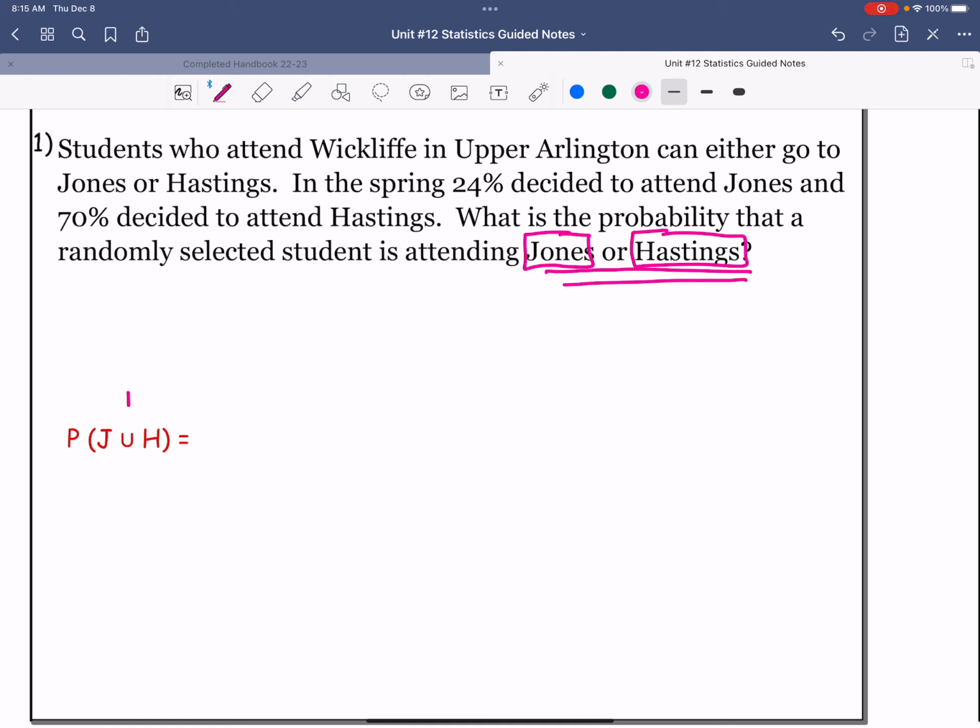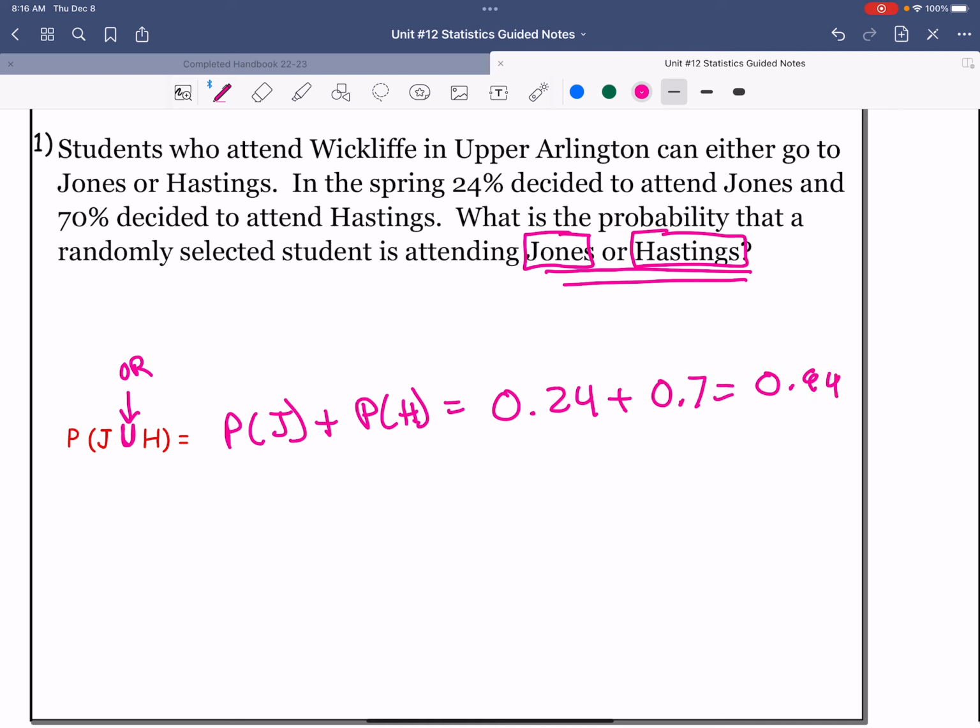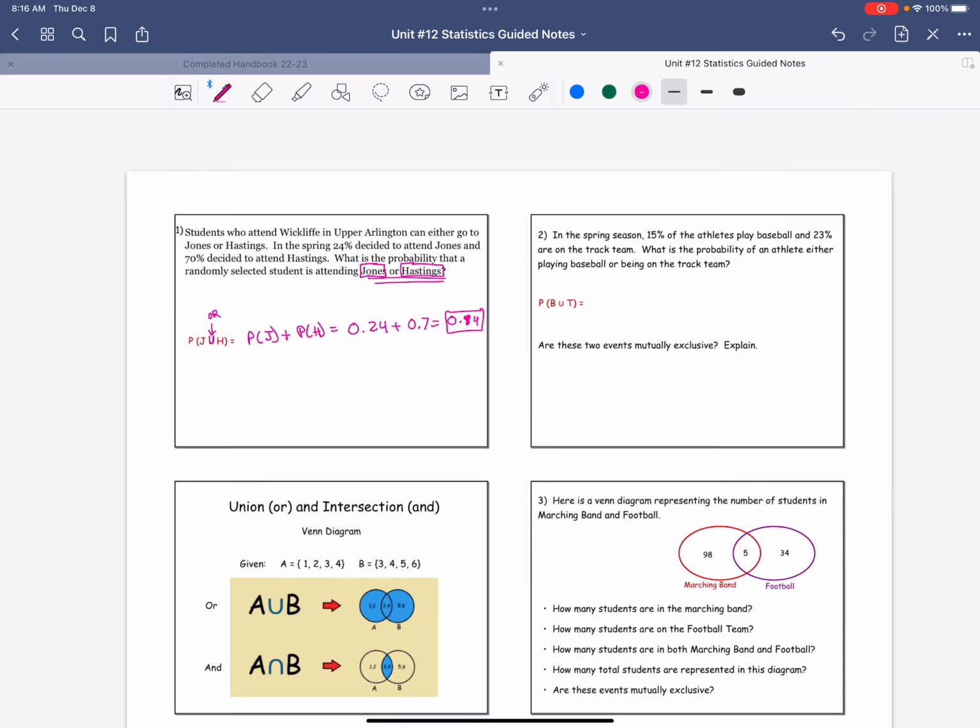Therefore, when we are looking at the probability of Jones or Hastings, and this union right here is the symbol for or, because the events are mutually exclusive, it would be the probability of Jones added to the probability of Hastings. Therefore, we're taking 0.24 plus 0.7 and getting 0.94. So about 94%. 0.94. We're going to keep our probabilities as decimals.